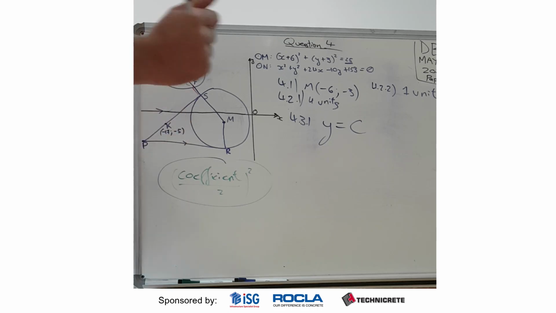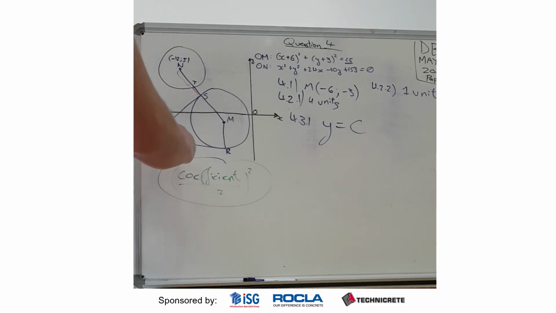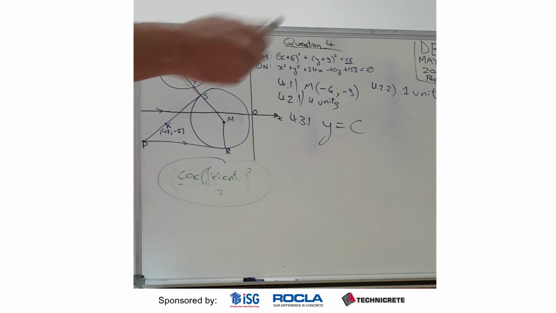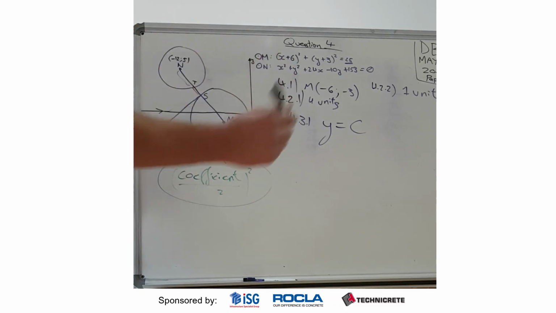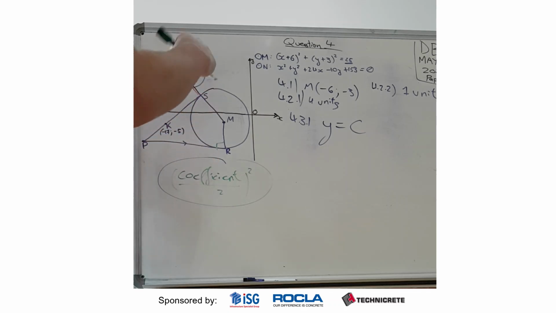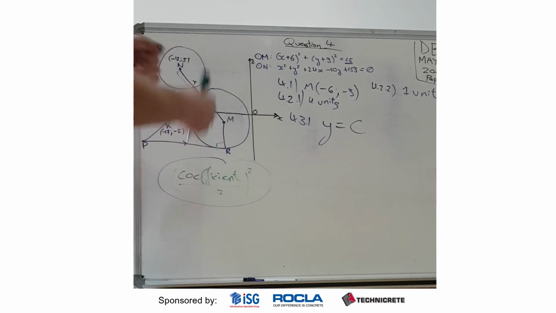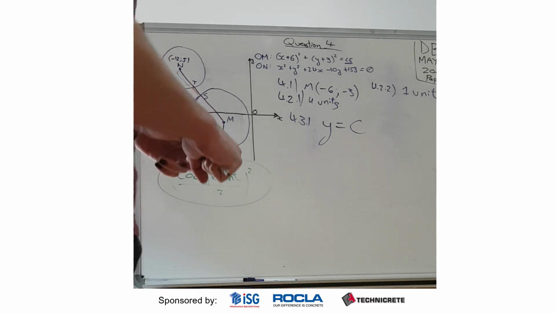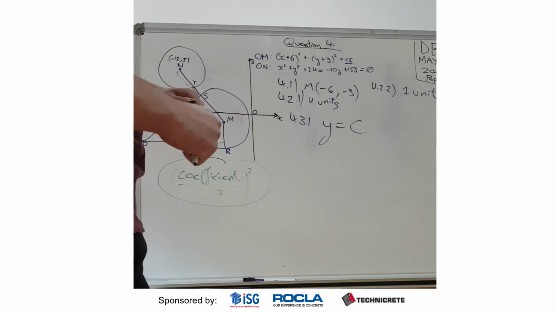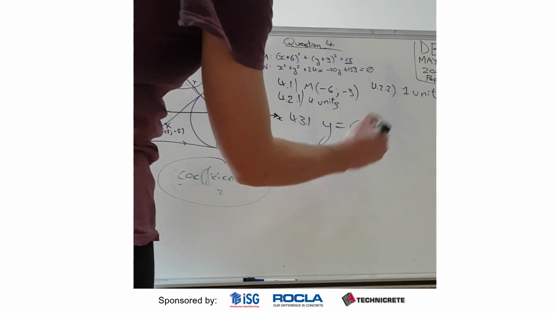And now this is where it gets interesting. Because these two are parallel, and because this is a tangent and this is a radius, what's a rule of tangents and radii? They are always at right angles, right? So PR is perpendicular to MR. That means that MR is a straight line down. So whatever the y value of M is, you just have to minus it.